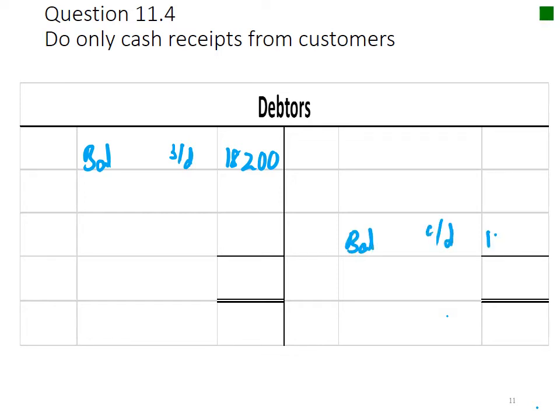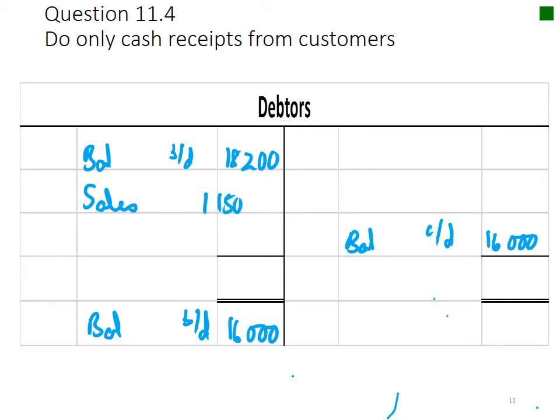And as I said, please make sure you're using the correct balances, because if you mix up the opening and closing, you're going to get to the wrong answer. So the closing balance owing by debtors at the end of the year is 16,000 Rand. We're going to put the total sales in for the year because we've seen it doesn't matter whether it's cash or credit sales, we can come to the same answer.